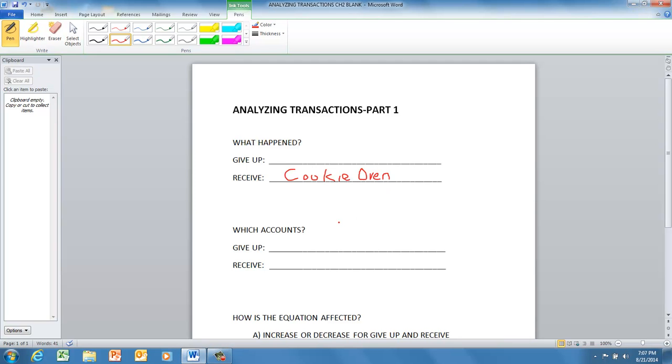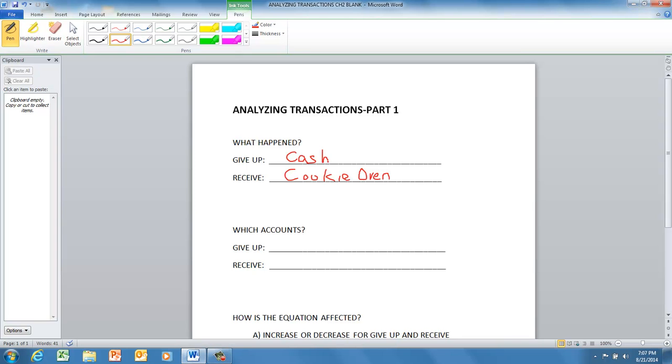What is the business giving up? Well, they're giving up cash. Whenever we use the word cash for a business, we're talking about the checking account. So they wrote a check, and so they're giving up their cash and they're receiving a cookie oven. This is the basics of what is being received and given up.